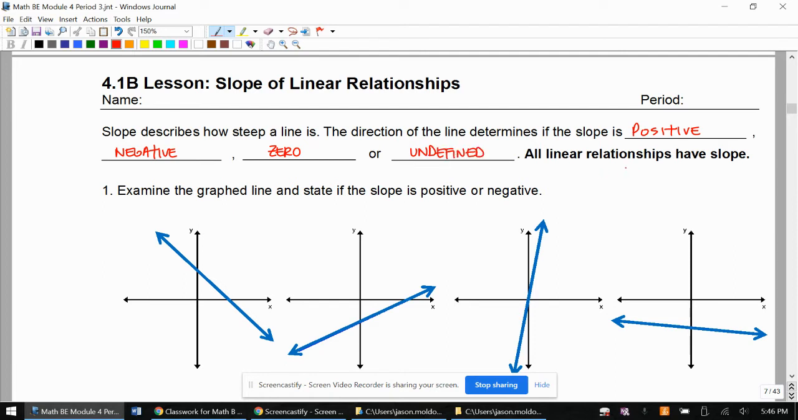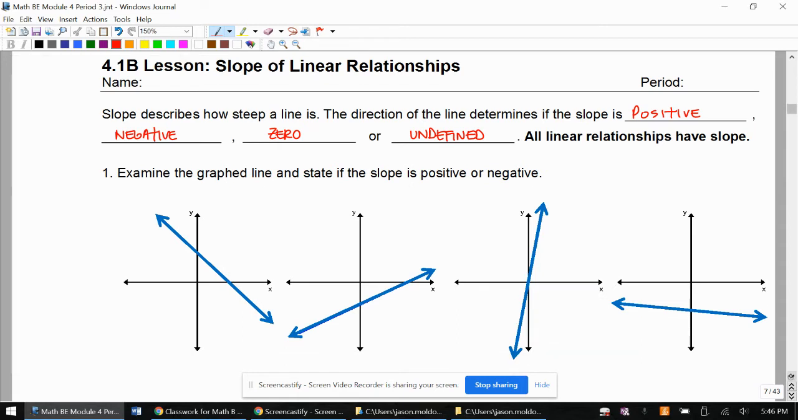All lines or linear relationships have slope, or have a constant rate of change. It was something that we actually used in the last lesson. So examine the graph line and state if the slope is positive or negative.